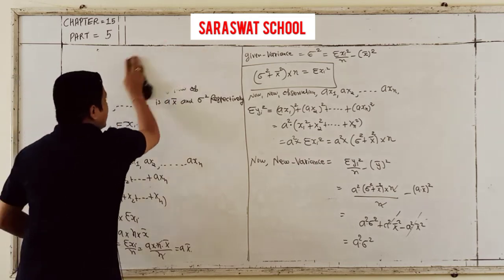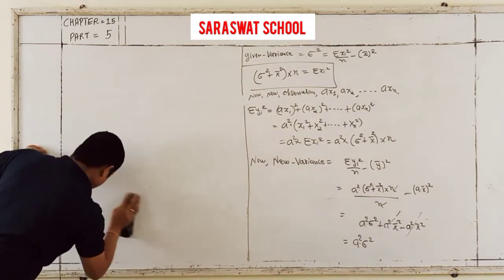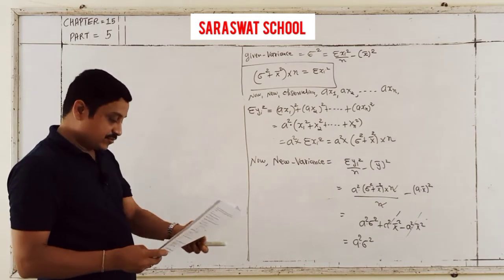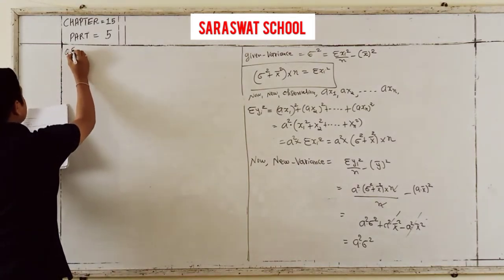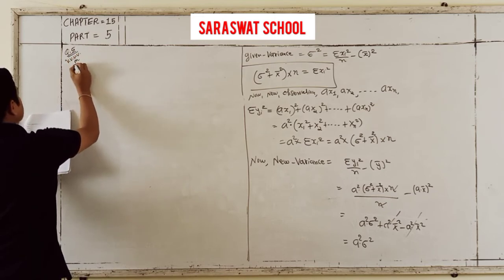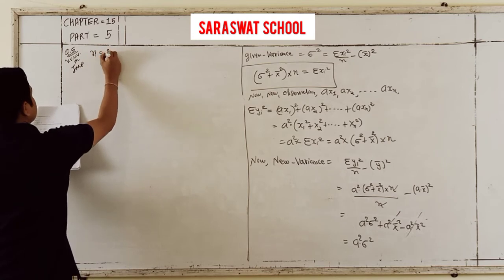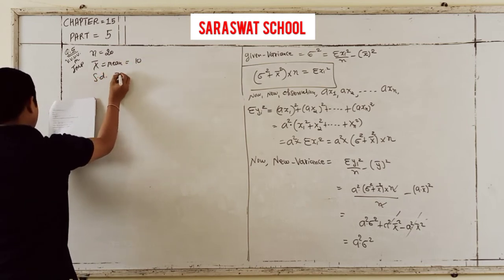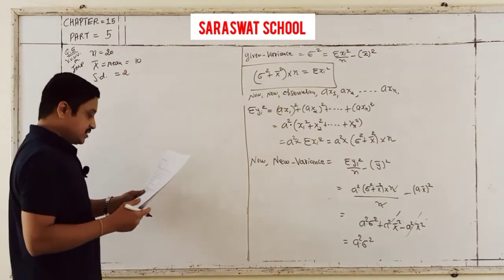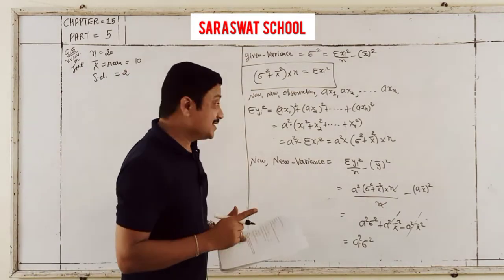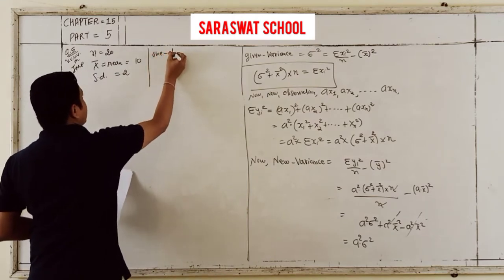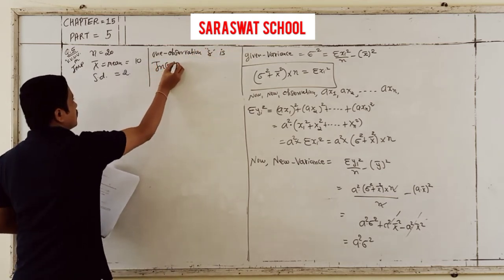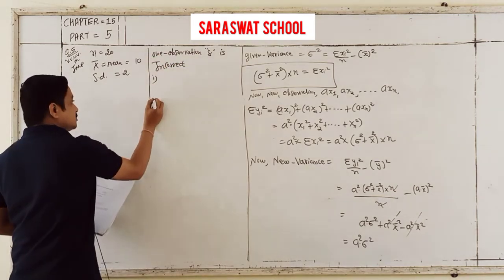Now fifth is a very most important numerical. Many times asked in exams. Question number 5. Yes, the question is there. There are two parts. Question 5, a very important numerical: 20 observations, mean given 10, and SD, the standard deviation, is 2 respectively. By checking, it is found that one observation, 8, is incorrect. So my first question and second question.